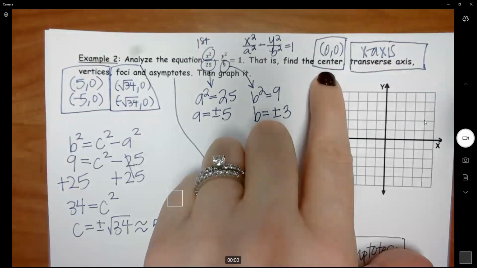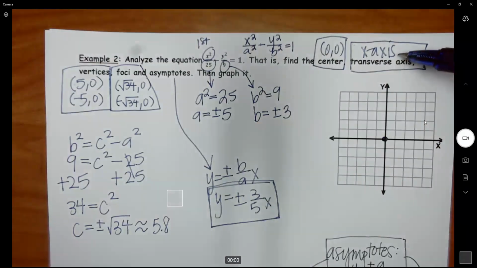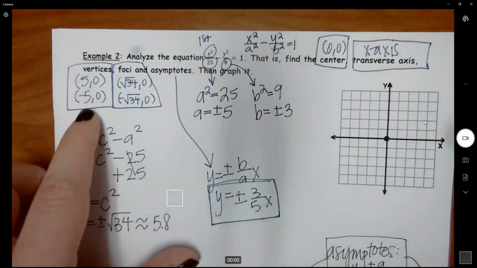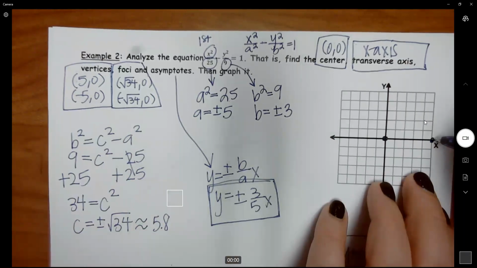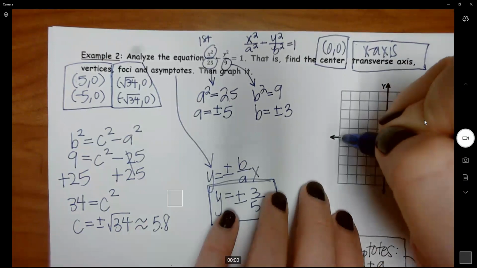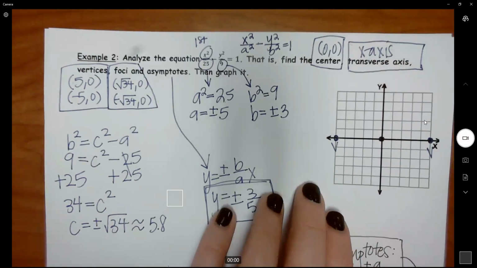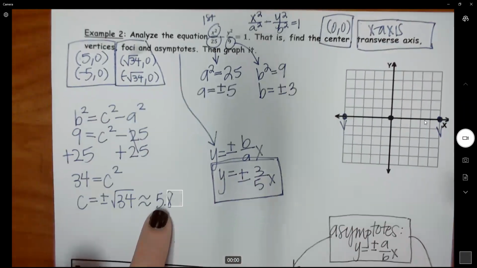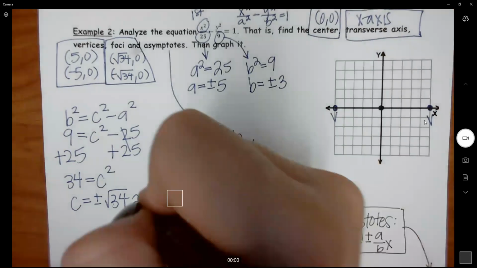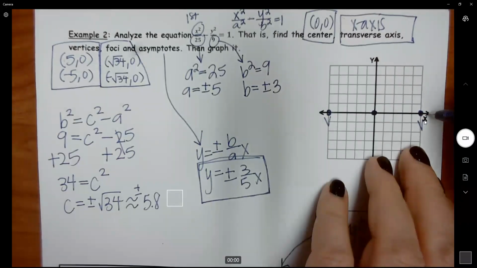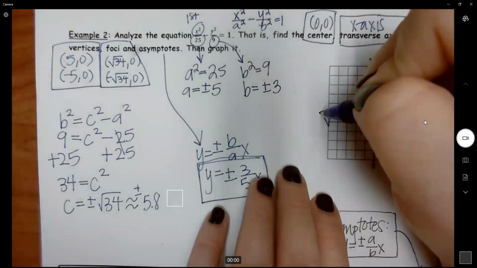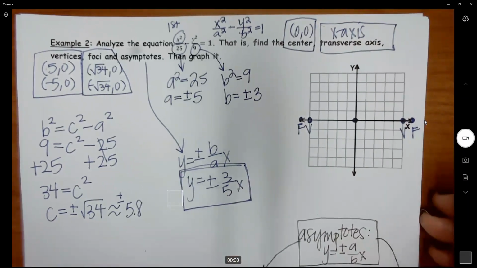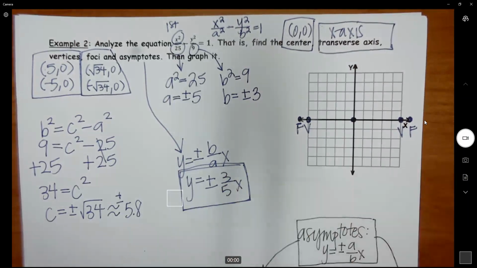So let's start with the center at 0, 0. We know the x-axis is my transverse axis, so it needs to go along here, which those points do. So we've got 5, 0 for my vertex and negative 5, 0 for my vertex. My foci are square root 34, 0 and negative square root 34, 0, which is about plus or minus 5.8. So just a little bit beyond and a little bit beyond. Okay, so these are all the points for my graph.